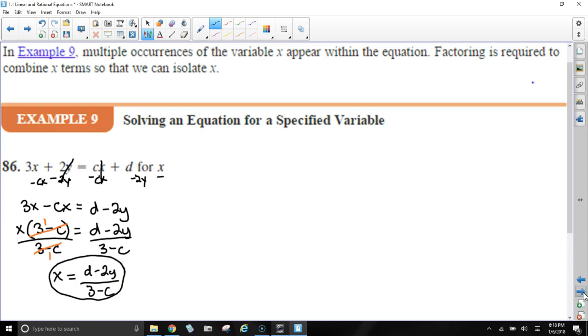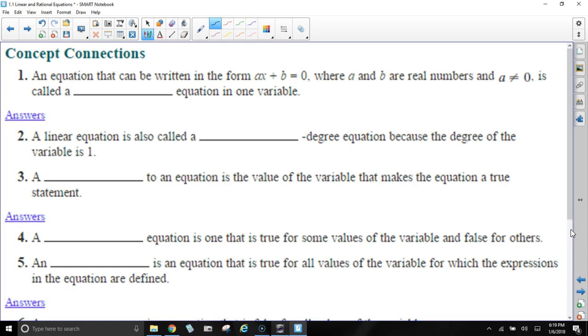Now we will go ahead and sum up the key concepts in each of the sections, and you have these in your notes by filling in the blank. So let's fill in the blank with the best response. The first one says an equation that can be written in the form ax plus b equals 0, where a and b are real numbers and a is not equal to 0, is called a blank equation in one variable. Think about what might go in there. These are linear equations in one variable.